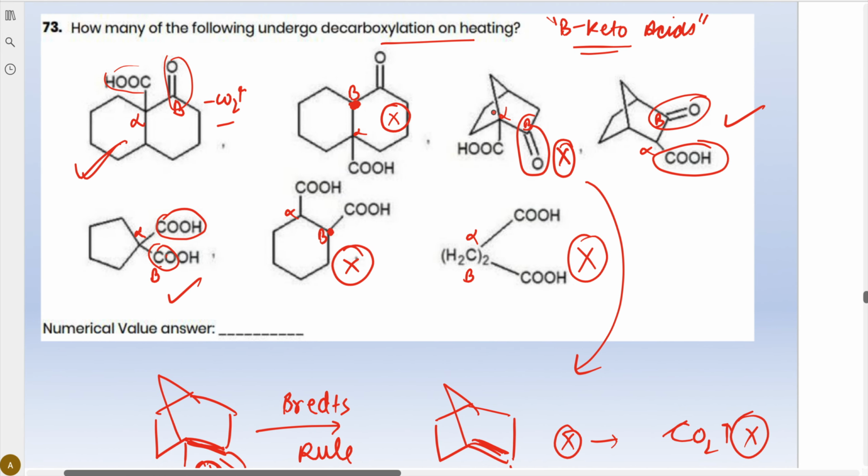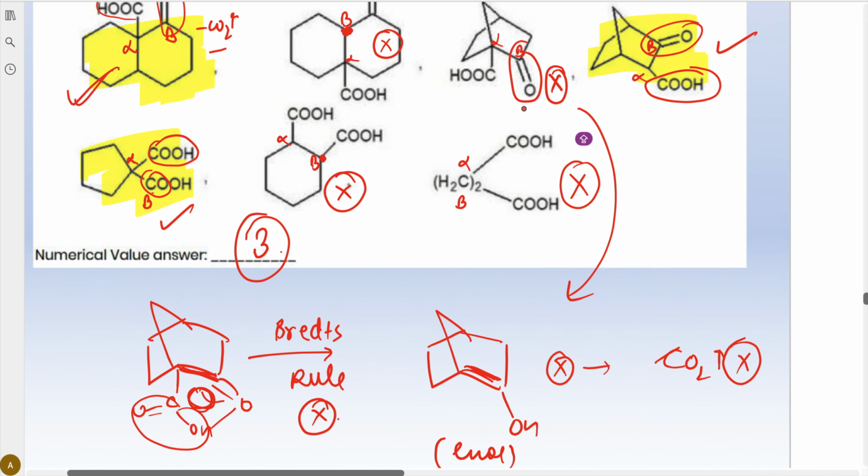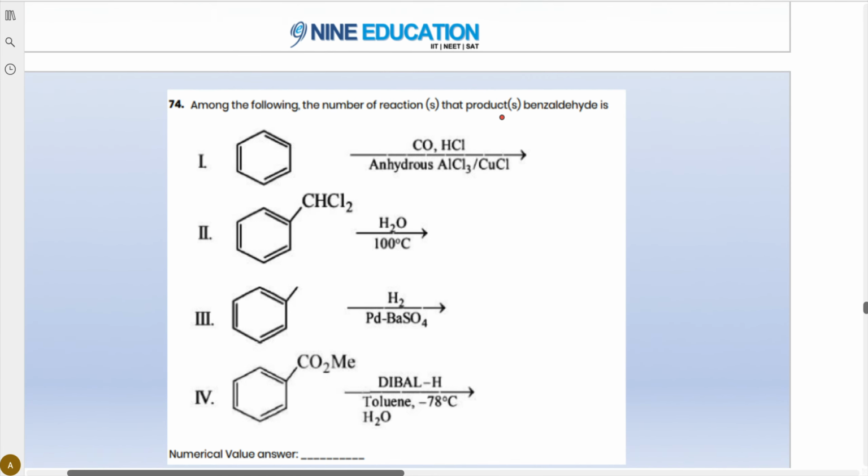How many of the following will undergo decarboxylation? So 1, 2, 3. So the answer to question 73 will be 3. Only 3 will undergo decarboxylation. First one will be this one, second one will be this one, third one will be this one, and only 3 will be there. Rest won't undergo. This question you try to see yourself, discuss with your teachers also, again they will tell you.